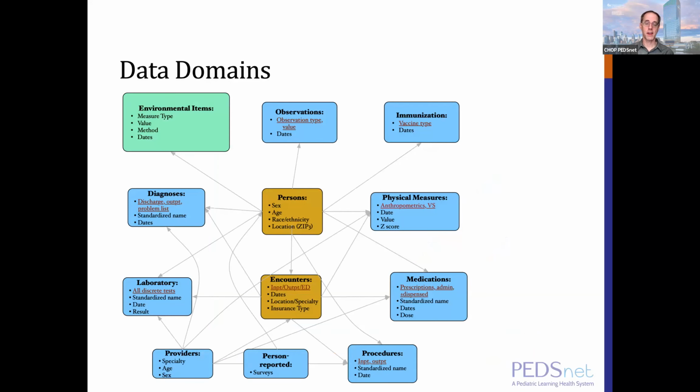In addition to thinking about how the data are conceived, we want to think about what kinds of data we're likely to find in a network like PedsNet. So here's a brief summary of the kind of information that we collect in PedsNet core data now. In the orange, you can see that the data that we have is centered really on two components, right? Who the patient is and how they interact with the healthcare system.